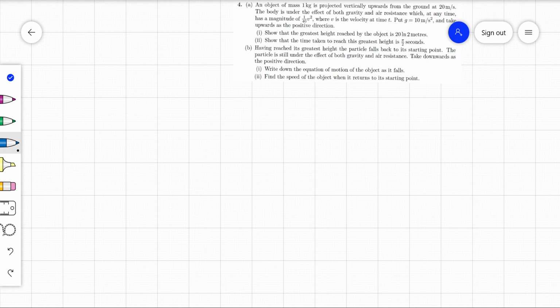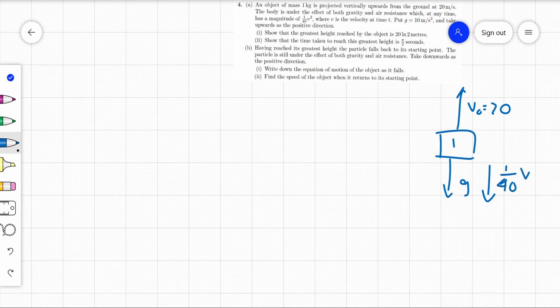All right, so this object is projected vertically, and its initial velocity is 20 meters per second. Of course, we've got gravity, and we've got some air resistance. So it's 1/40 v squared. If you're confused whether that's newtons or not, it's fine because our mass is 1 kilogram, so that's helpful. So even if we divide it by 1 or we weren't sure, we'd get the same answer.